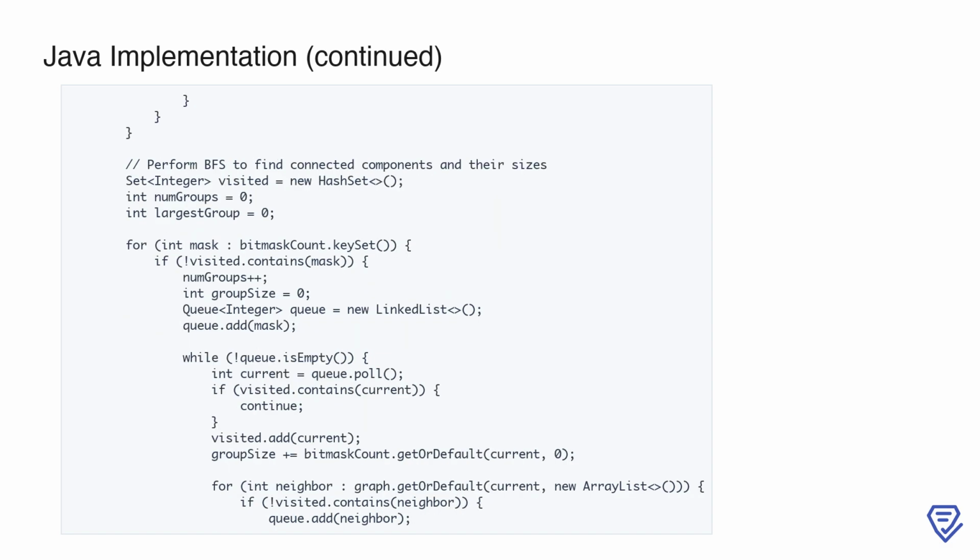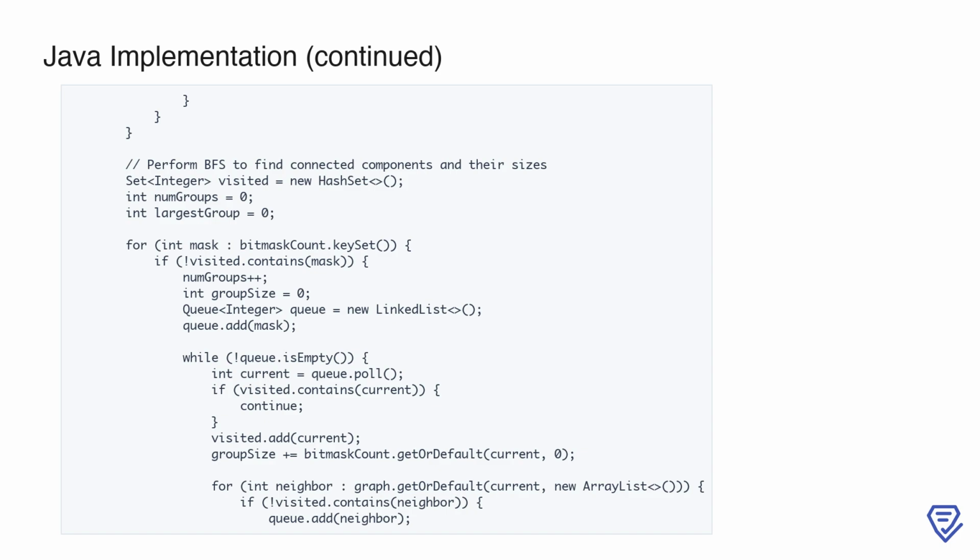Now that the graph has been constructed, we proceed to find connected components in the graph using BFS. We initialize a set called visited to track the bitmasks we have already processed. We also set up two variables, numberGroups to count the number of connected components, and largestGroup to keep track of the size of the largest group. We iterate over each bitmask in bitmaskCount. If a bitmask hasn't been visited yet, it means we've found a new group.